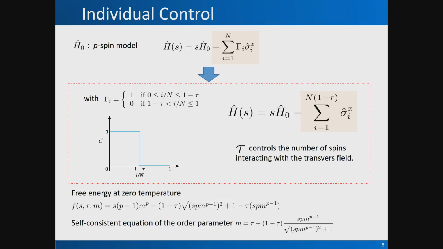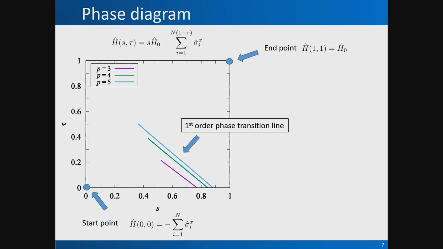For this Hamiltonian, we can calculate the free energy and the self-consistent equation of the order parameter like this. From this equation, we can estimate the phase transition in the course of the quantum annealing. Then this is the phase diagram. Now we have two control parameters, s and tau, this axis and this axis. This is the start point, where we only have the transverse field. And this is the end point of the quantum annealing, where we only have the target Hamiltonian.